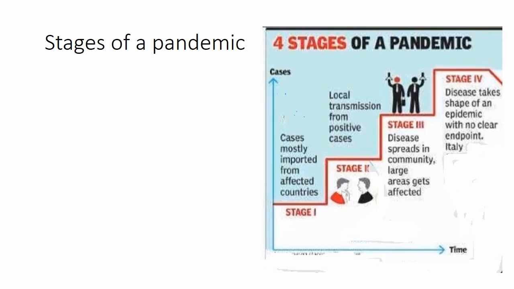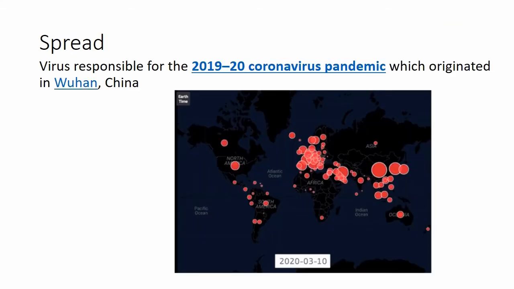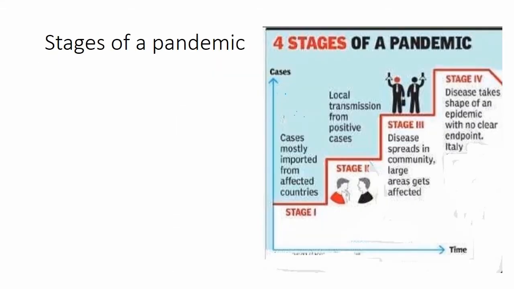Community medicine specialists describe 4 stages of a pandemic. As the diagram illustrates, stage 1 means the cases are mostly imported from the affected countries or areas. If there is local transmission from positive cases, we call it stage 2. Stage 3 means the disease spreads in the community, and larger areas get affected. If the disease takes the shape of an epidemic with no clear endpoint, as in Italy, we call it stage 4.